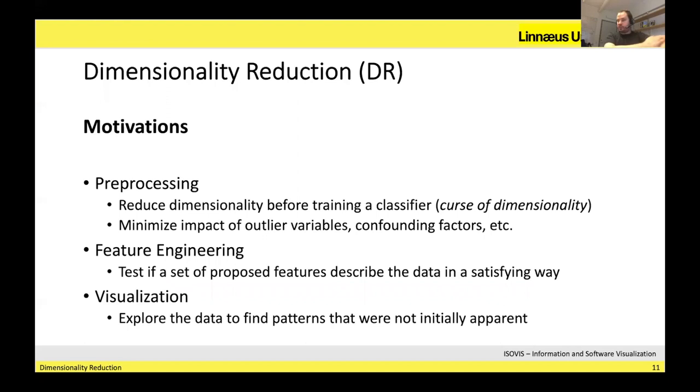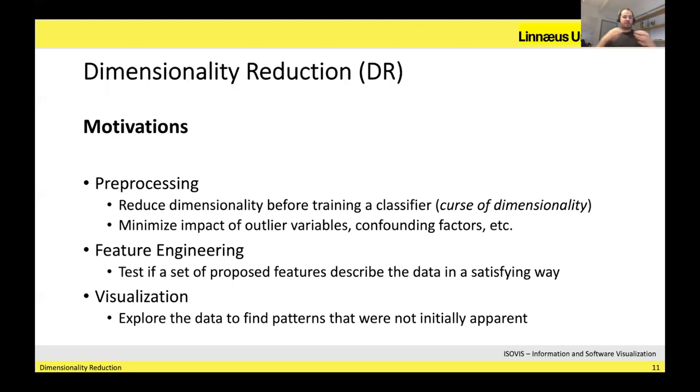There are many motivations to do dimensionality reduction. Maybe the most common one, or something that might appeal more to you, let's say, is pre-processing, which is to reduce the dimensionality before training a classifier. Again, the curse of dimensionality, everything that we've discussed so far, right? But it's not only about fighting the curse of dimensionality per se, but also, more concretely, about minimizing the impact of outlier variables, for example, or confounding factors.